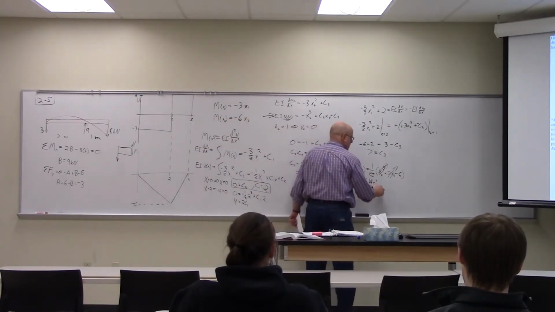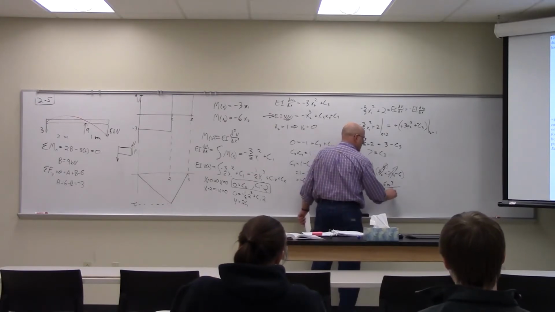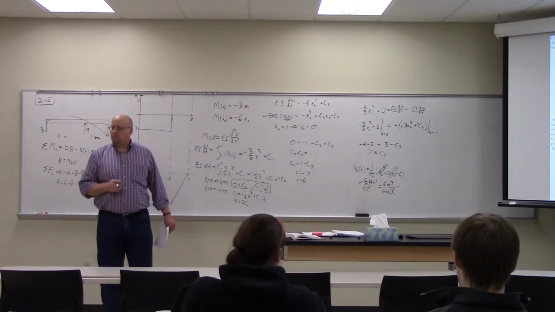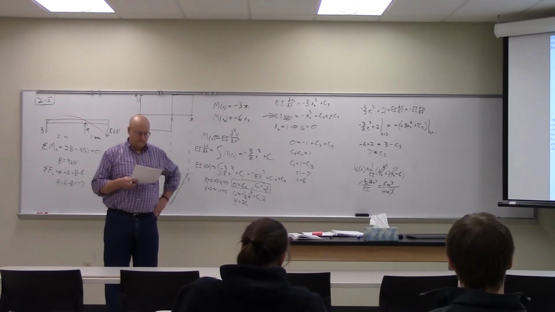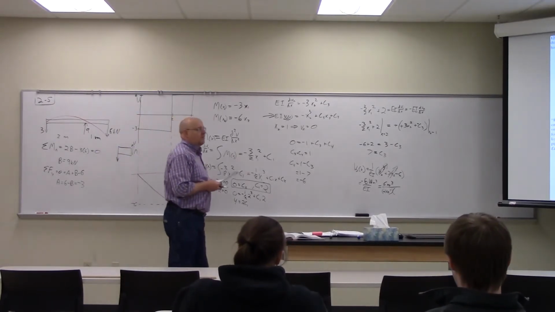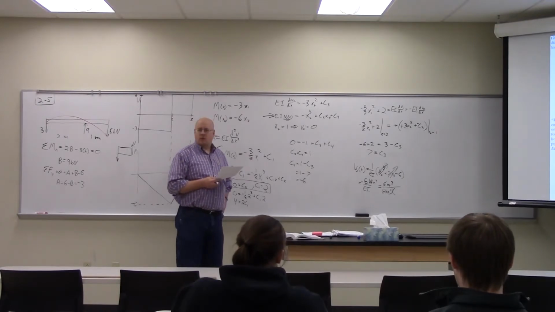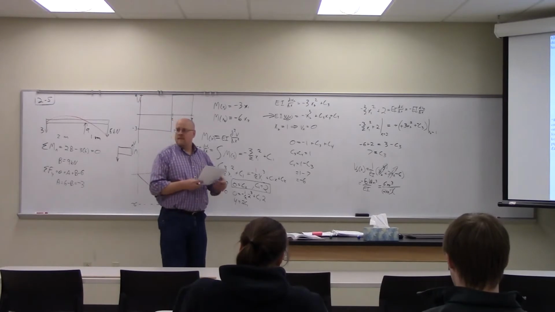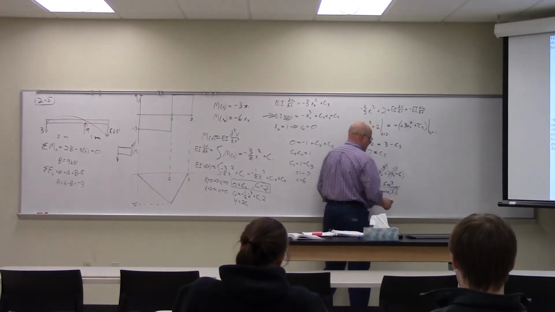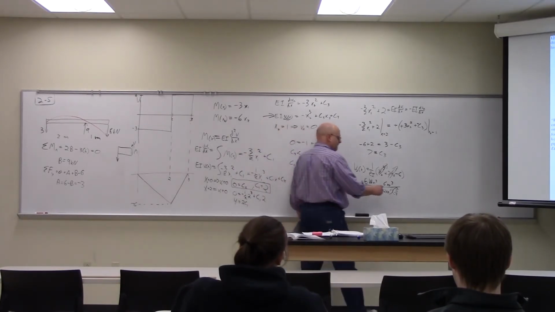So 6 times 10 to the third newton meter squared divided by E, which is 2 times 10 to the 11th, times I. What's I? What would be the formula for I? What kind of a beam is it? Circular, isn't it? What's the moment of inertia for a circle? Pi over 4 maybe? Pi over 4, yeah. R to the fourth. Is it just r to the 4th? Yeah.